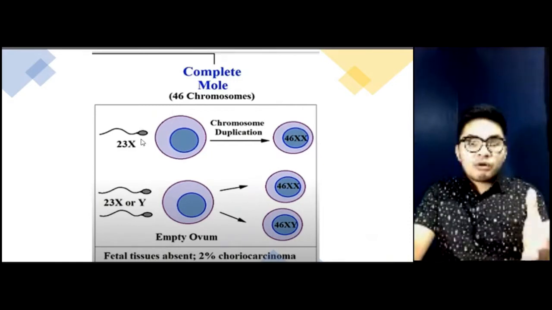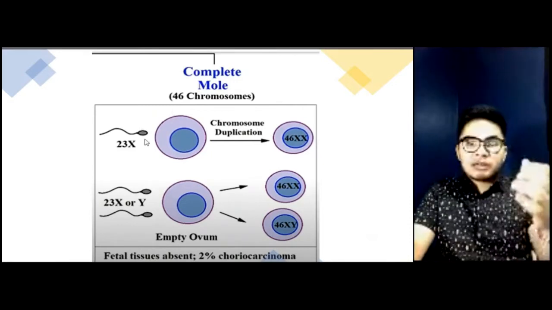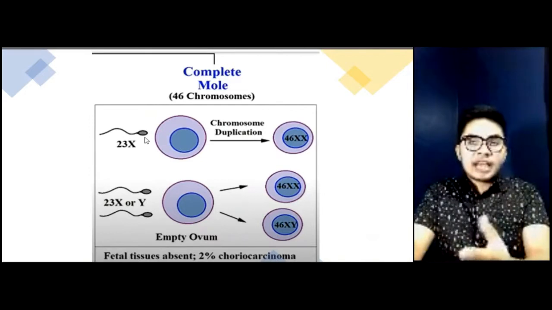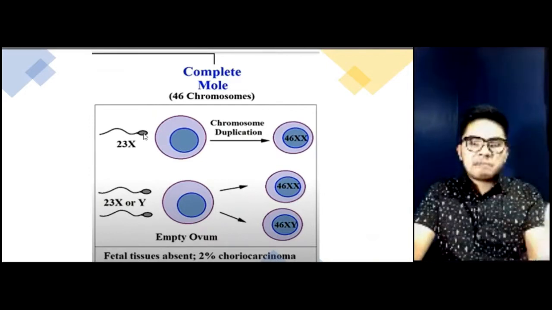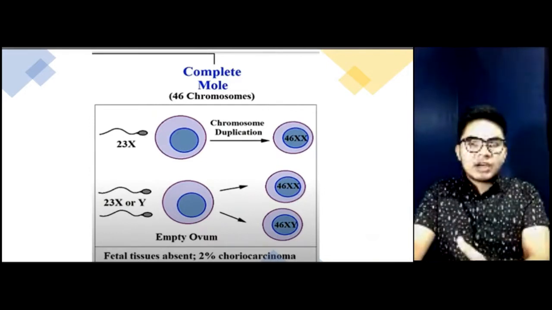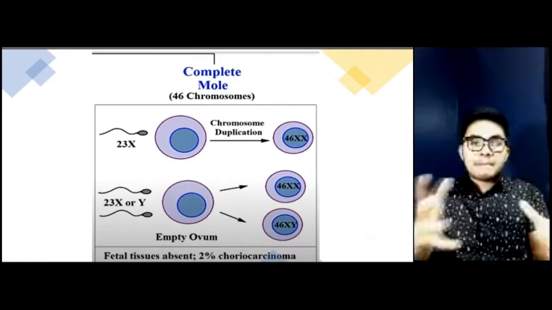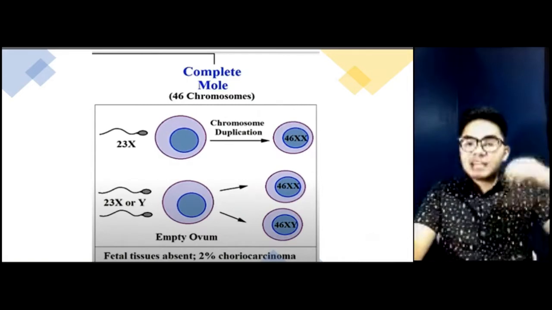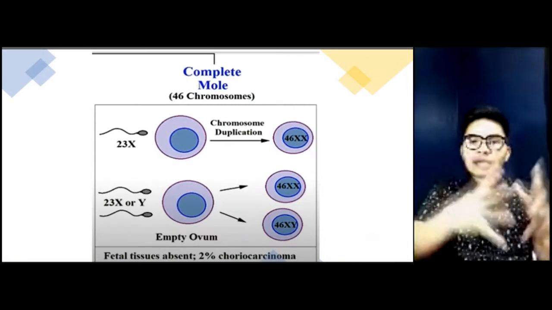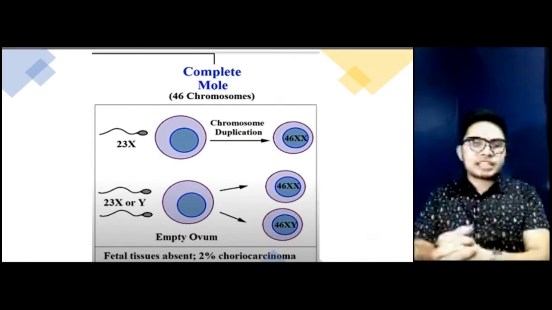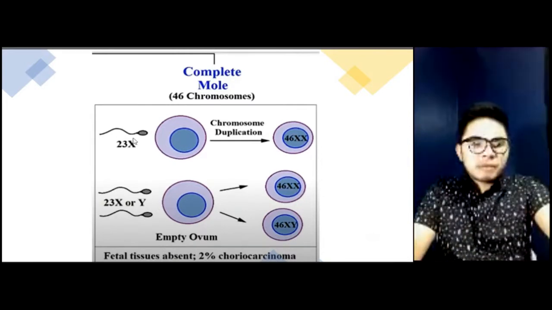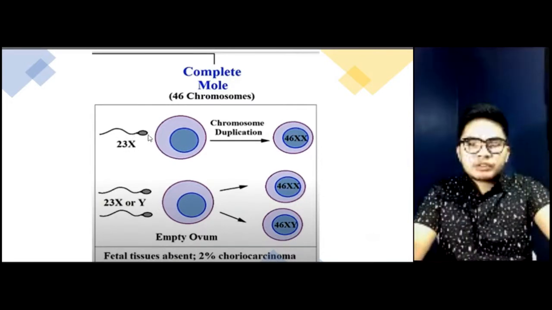Sa partial mole, meron. Kasi nga, merong X and Y. Meaning to say, merong chromosome sa babae, merong chromosome sa lalaki. Or there are chromosomes both in the sperm and the egg cell. Merong ambag yung babae sa partial mole. Okay? So what happens in the complete molar pregnancy? Normally, 23 chromosomes are present, but the egg is empty. The egg of the female has no chromosomes.